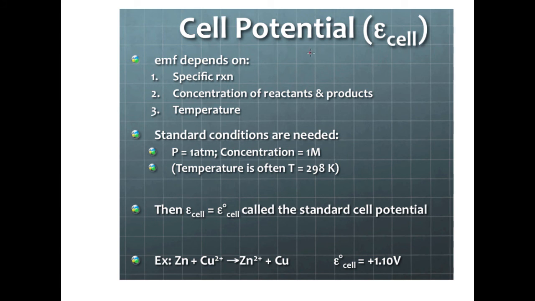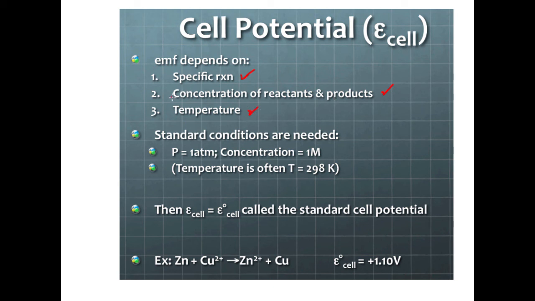So for our cell potential, the magnitude of the voltage coming off is obviously dependent on the reaction. If I change the reaction, I'm going to change the voltage. Put different metals in, I get different voltage. Concentration is going to have an effect. So if I change the concentration of my solutions, we'll talk about that later, that has an effect as well. And the temperature also has an effect.